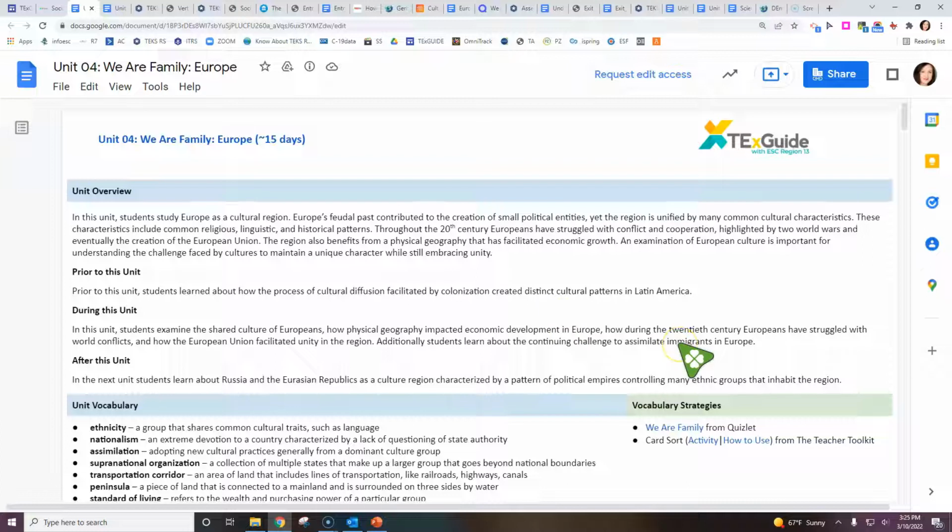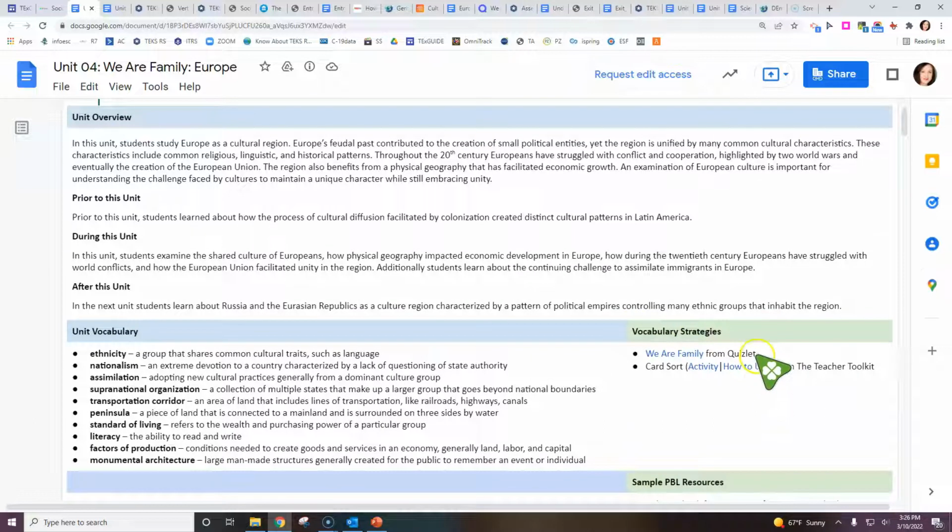We have vocabulary strategies to help students acquire knowledge about the words used within the unit. We have engagement and supplementary external resources available, as well as relevant resources available. Let's take a look at all 3. Here we have vocabulary strategies, and for this unit, I have a Quizlet and a card sort from the Teacher Toolkit. Let's take a look and see what those look like.